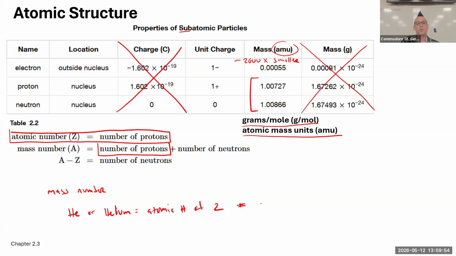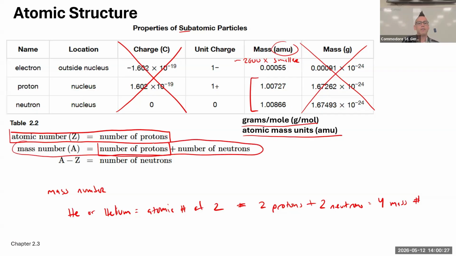So the atomic number is 2, so it's going to be two protons plus two neutrons. This is going to be four, and that's going to be the mass number, right? So a mass number is going to be the number of protons plus the number of neutrons. And you can go back and forth, right? It's always going to be this formula.